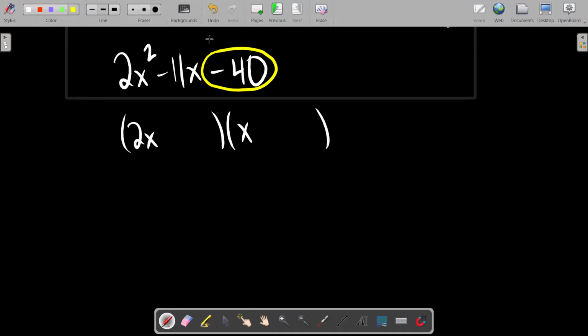He's everything I need. I don't need to look at the 11. I don't care about the 11. What does the negative 40 tell me? One has to be a positive and one has to be a negative. And back to JoJo's question from about 10 minutes ago, does it matter what order they go in?